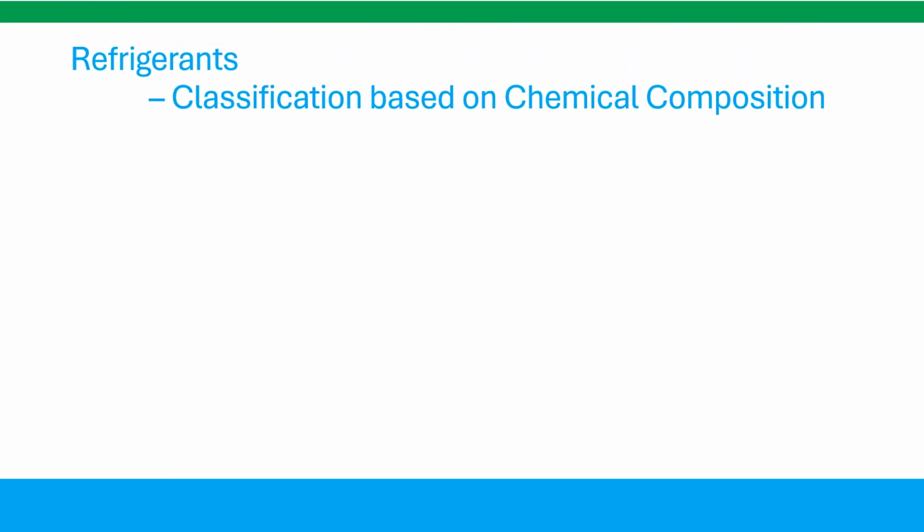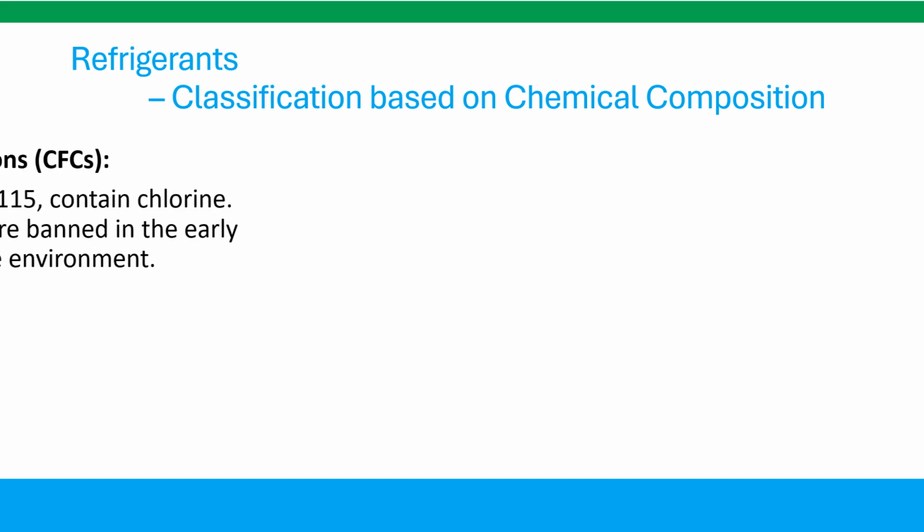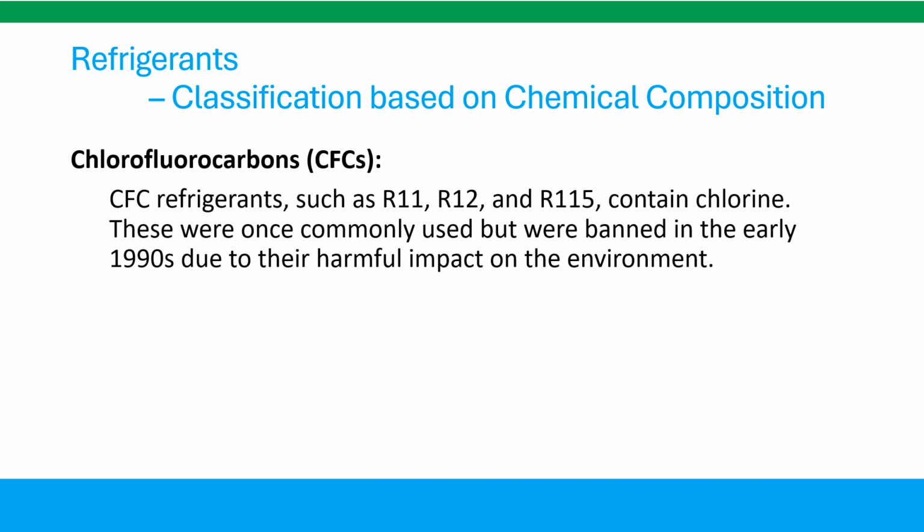Refrigerants. Classification based on chemical composition. Chlorofluorocarbons, CFCs. CFC refrigerants, such as R11, R12, and R115, contain chlorine. These were once commonly used but were banned in the early 1990s due to their harmful impact on the environment.